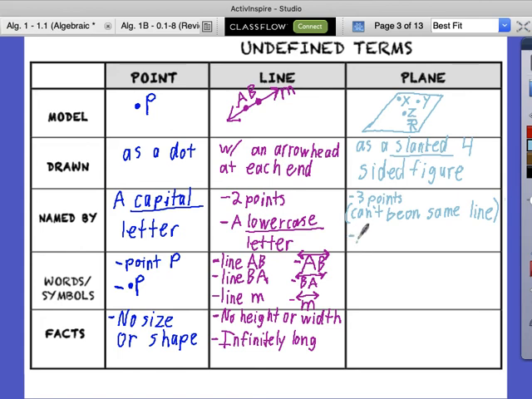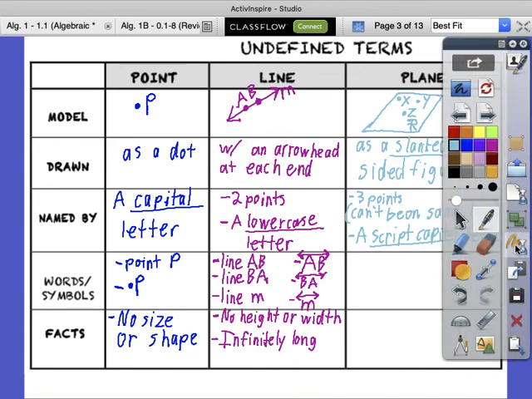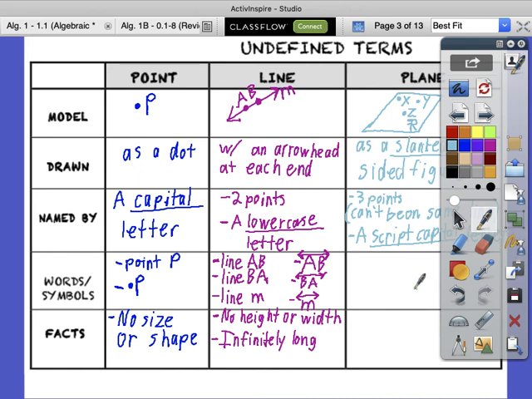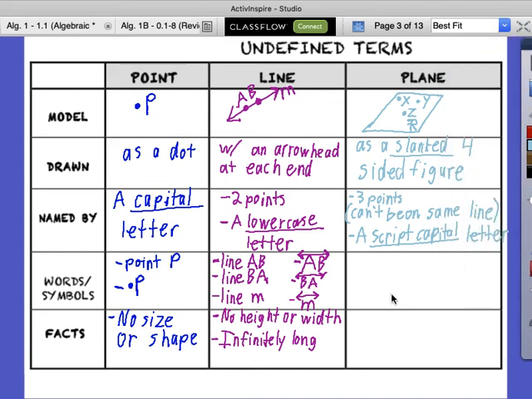You can also use a script capital letter. So just like before, we'll do some examples of that in the next column, next row.